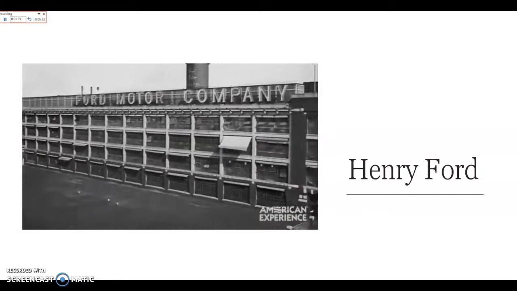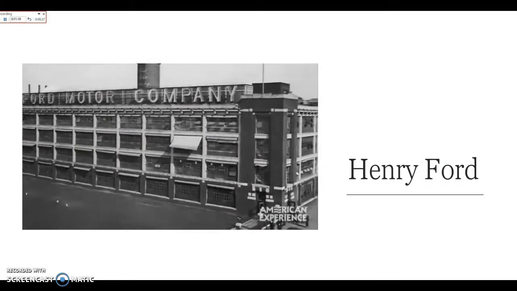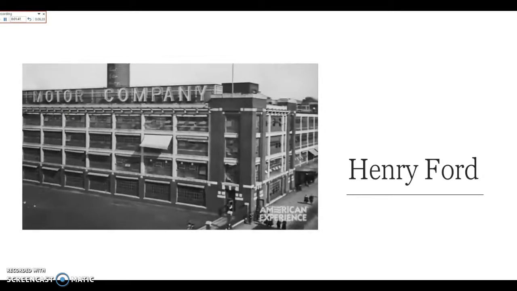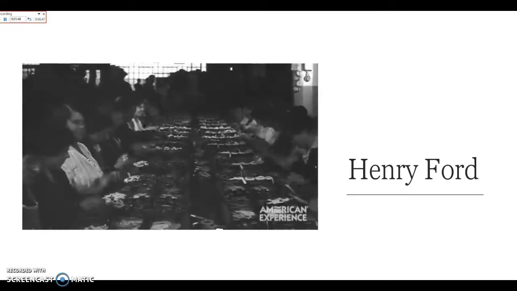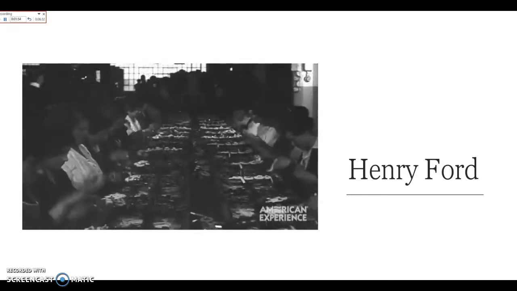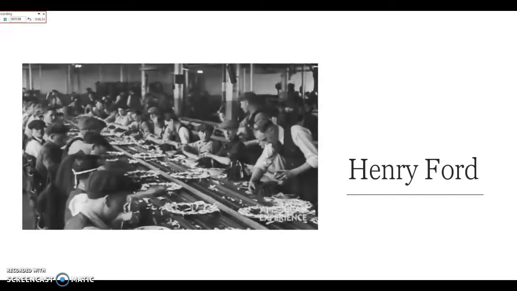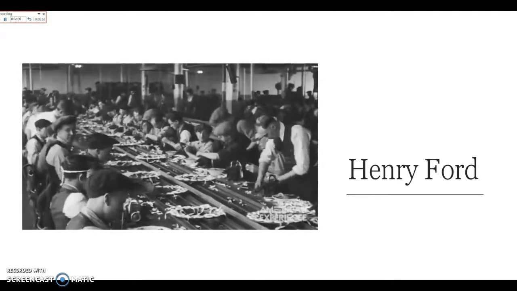Ford's team tried out the idea in the flywheel magneto department, where the device that generated electricity for the ignition system was made. Rather than having one person build a coil at a time, a supervisor broke down the individual tasks into a sequence driven by a conveyor. The new system reduced the time it took to make a magneto from 20 minutes to 13 minutes, 10 seconds.